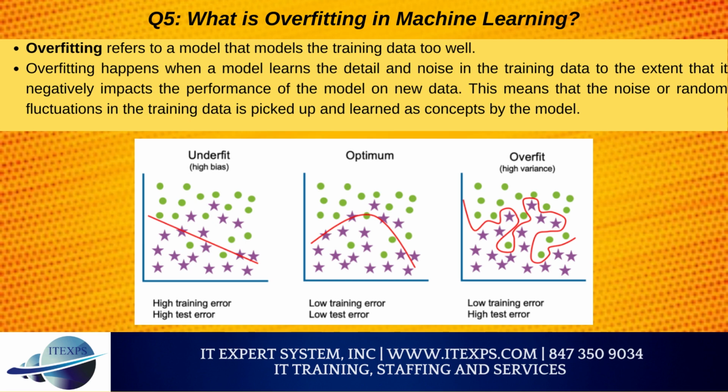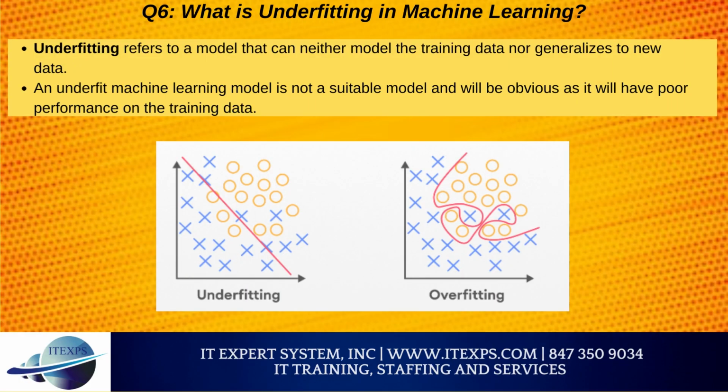What is underfitting in machine learning? Underfitting refers to a model that can neither model the training data nor generalize to new data. An underfit machine learning model is not a suitable model and will be obvious as it will have poor performance on the training data. Underfitting is often not discussed as it is easy to detect given a good performance metric. The remedy is to move on and try alternate machine learning algorithms.